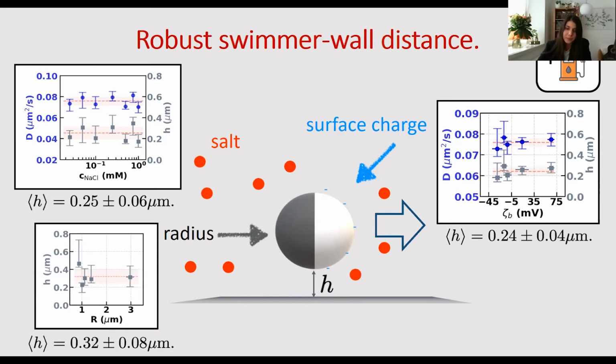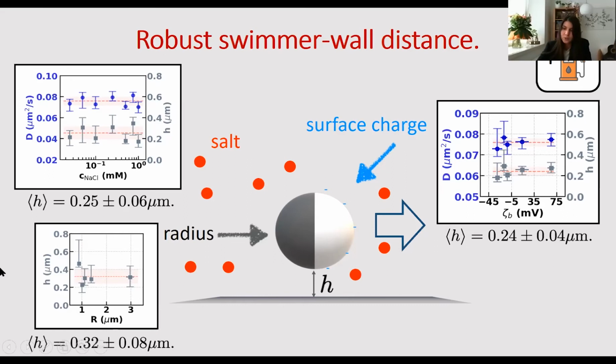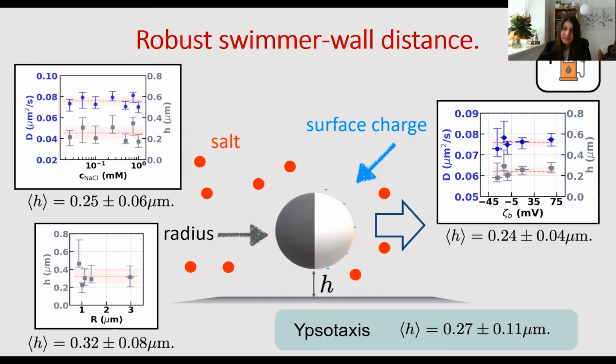Now, as a next step, we also wanted to see how the radius of the particle would affect the height from the wall. And what we did here is we took particles made of the same material, so the same surface functionalization, so the zeta potentials of these particles were similar. And we changed the size of the particles. And then again, also surprisingly, we found that the distance between the particles and the walls was also constant and similar within error to what we have measured before. So this led us to this behavior, this tendency of the particles to move at a fixed height from the walls, irrespective of these parameters in the system. We coined it ipsotaxis.